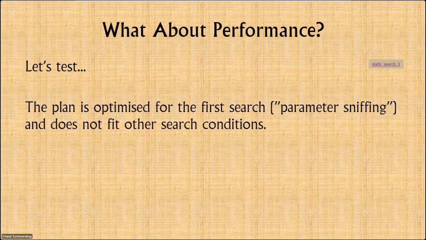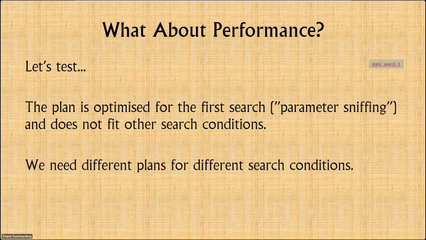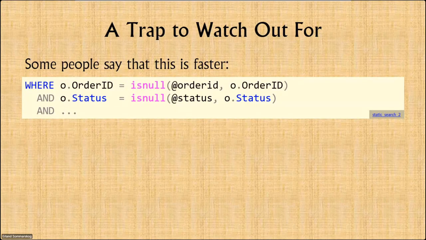So just to summarize, the plan you see is optimized for the first search, so-called parameter sniffing, but this does not fit the other search conditions, because we would like to use the specific indexes for each condition. So we need different plans for different search conditions, so we can utilize the indexes for the parameters that were actually passed.